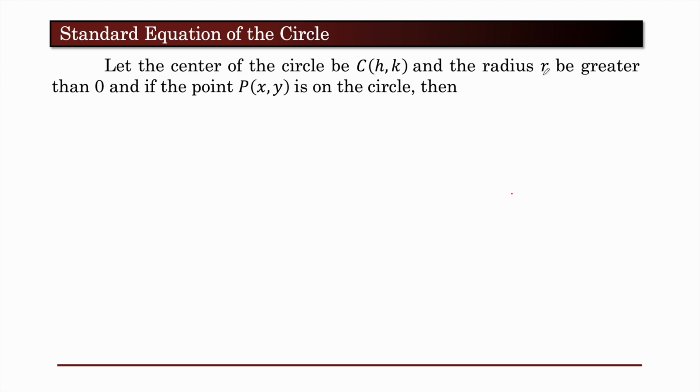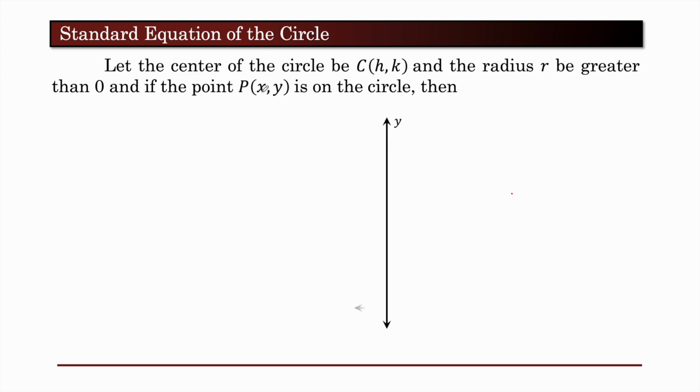If your radius is 0, definitely we no longer have a circle. It is also called a point circle. But for the sake of convenience, the radius must be positive. P is a random point on the path of the circle, and its abscissa and ordinate are x and y respectively.